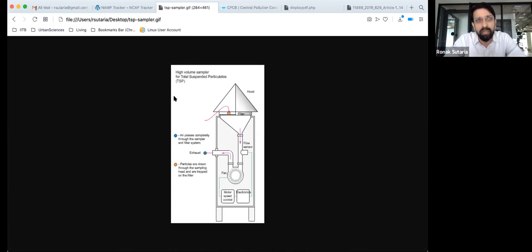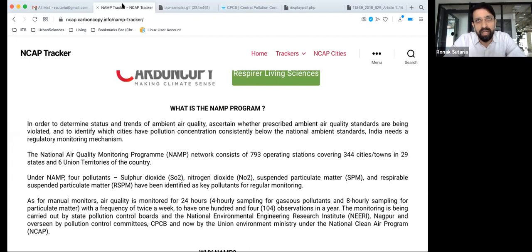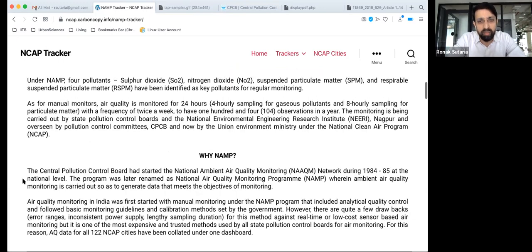And the way it runs is that there is a motor inside this device. It runs for about 8 hours and captures the particulate, the PM10, for about 8 hours at a stretch. And then this is physically weighed. And this whole process is repeated twice a week under the NAMP program. So 8-hour samples are taken twice a week and physically weighed, and then the data is reported.